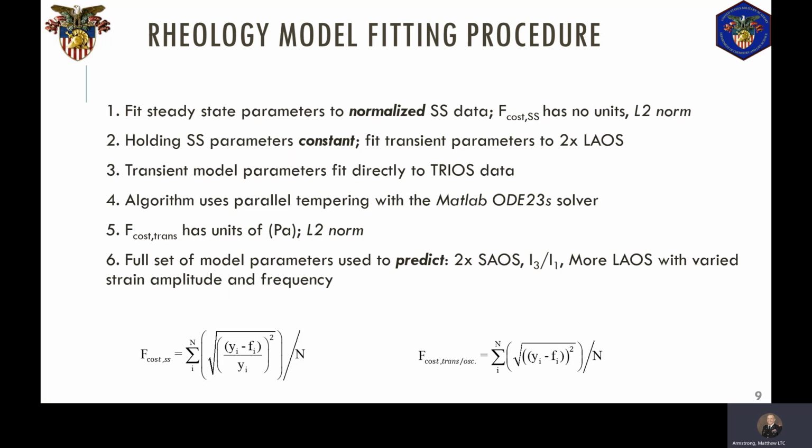So our procedure involves fitting the steady state parameters first, locking those in, and then holding them constant while we fit the transient parameters. In this case, we're going to fit those transient parameters to 2 sets of large amplitude oscillatory shear. Once we have established the entire set of best fit parameters, we're going to use those best fit parameters to make predictions on 2 different sets of large amplitude oscillatory shear data. And I just want to highlight that we use the parallel tempering technique to fit the parameters. And this is the formulation of the cost function for steady state on the left and for the large amplitude oscillatory shear on the right.